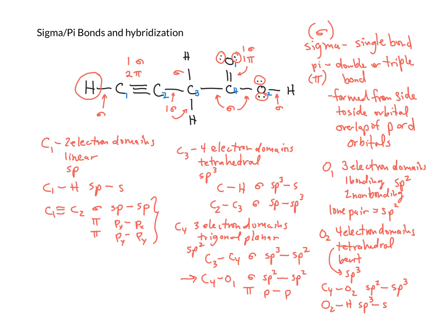So that's how we break down sigma and pi bonds, and then going from how many sigma and pi bonds we have to what the hybridization is. How many electron domains do I have? Based on the electron domains, how many hybrid orbitals would I need? Once you determine how many hybrid orbitals, how many atomic orbitals did I have to mix together, and what do I have left?